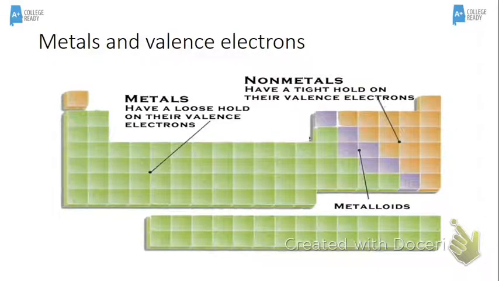So just taking a look at our periodic table here, this is typically how it's broken up. Most of the atoms that are on the periodic table are metals. We have a few what we call metalloids, which kind of behave both as a metal and a non-metal. And then we have elements that are purely non-metals.